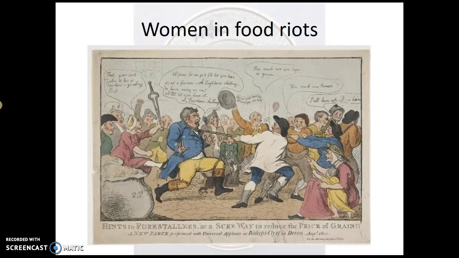And there is a debate about to what extent women are being particularly picked on by the reports, which are obviously mostly written by men, and seen as overly violent in food riots. To what extent were women playing a part in food riots that made them what contemporaries called a revolt of the housewives? And we'll debate that in the session.